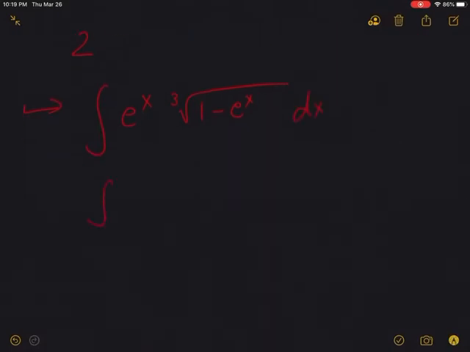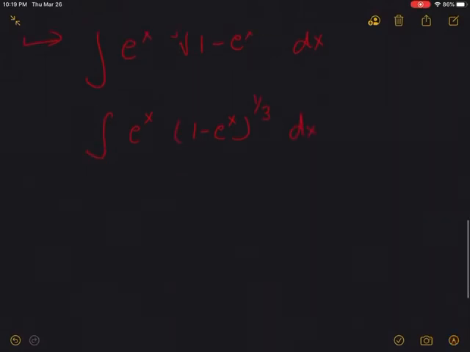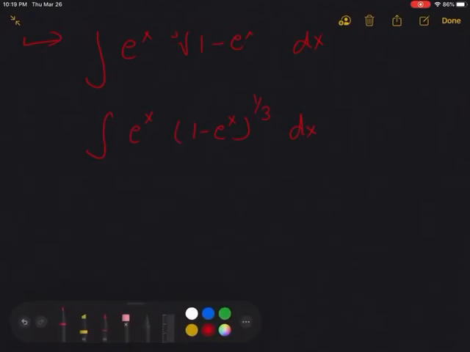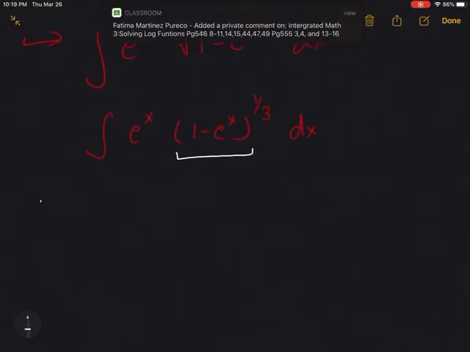Let's try rewriting this. I have e to the x, 1 minus e to the x, and let's just say this is 1/3. Yeah, makes sense. This is just simplifying. Now let's try doing different stuff. I know this whole part is going to be my original equation for sure.